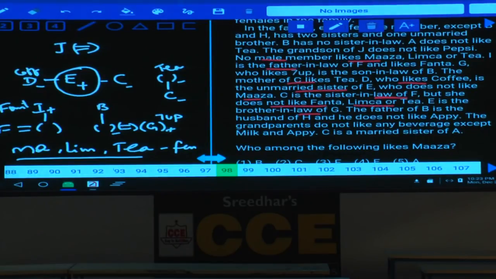The father of B is the husband of whom? Is the husband of H. The father of B is the husband of H, and he does not like AP. The grandparents do not like any beverage except milk and AP.